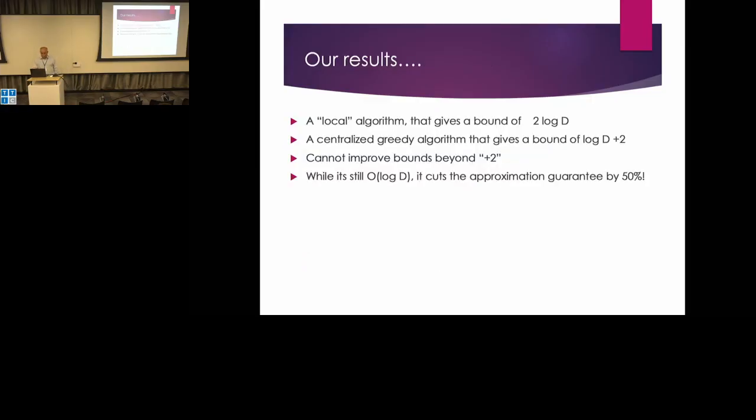Okay. So what was the main result in our 30-year-old paper? First we gave a very simple local algorithm that I'll describe, and the approximation guarantee of that was 2 log d. Then we showed how to get rid of the 2 by giving a centralized greedy algorithm which gives log d plus 2. Again, you might be able to improve this guarantee slightly. I think there were lots of pieces of work improving it to log d plus 1 point something. So you can improve that slightly.